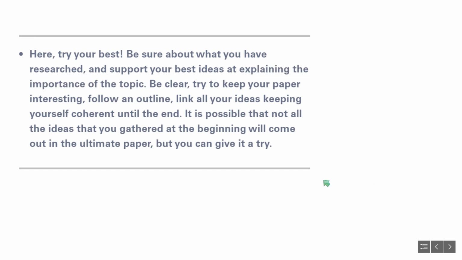Commonly, we try to write a very first draft, and it's possible that all the ideas that we gather at first hand are not going to be in the ultimate document, but we can give it a try. Maybe we can achieve having all our first ideas in our final document.